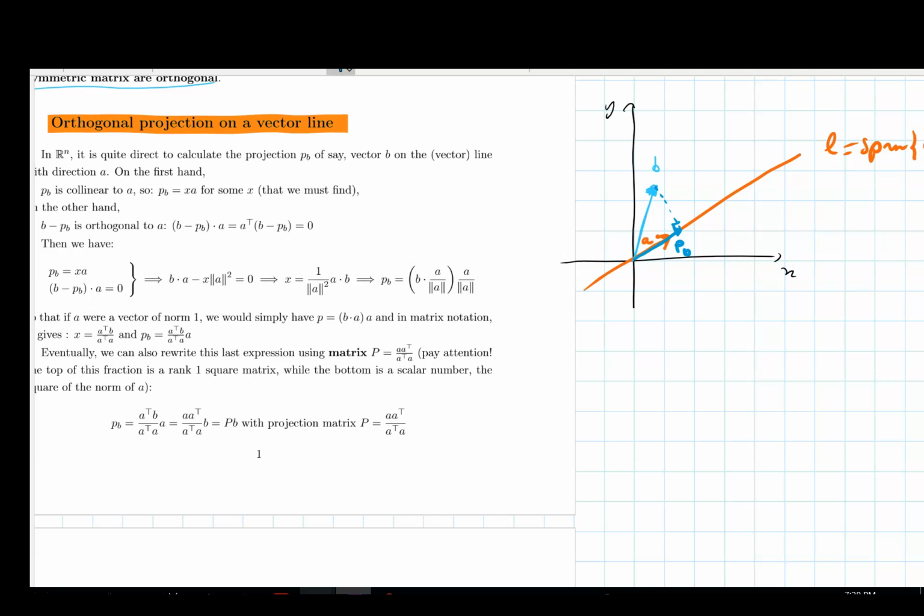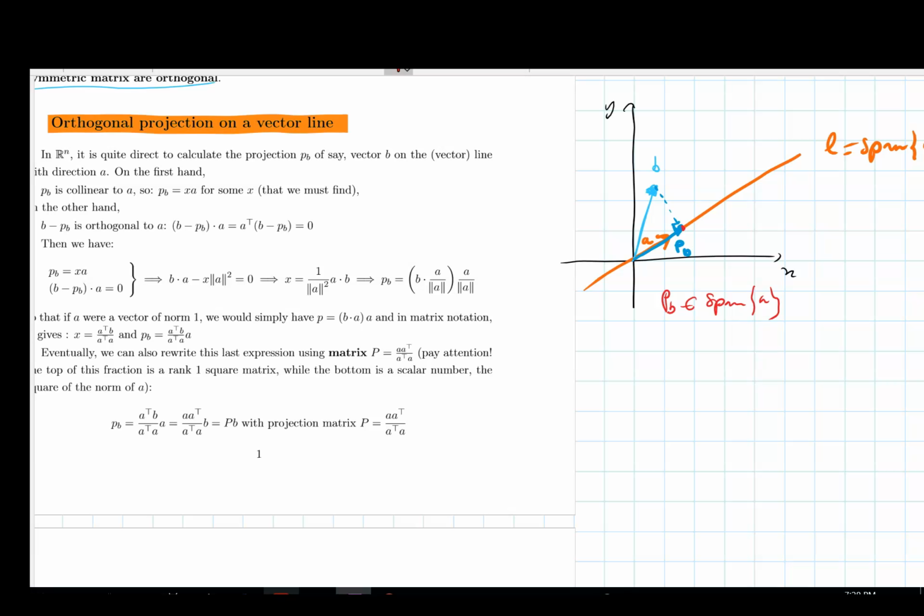Why? Just simply by Pythagorean theorem, okay? So you clearly see that that element here is going to be the closest to my B element, the closest point to B that belongs to that line. There's just by Pythagorean theorem. So I'm looking for that PB, that belongs to the span of my vector A.